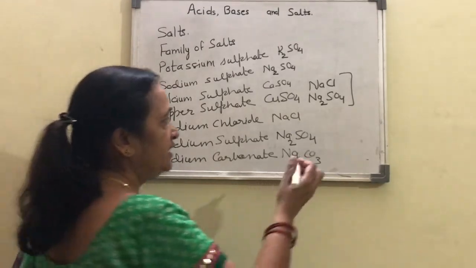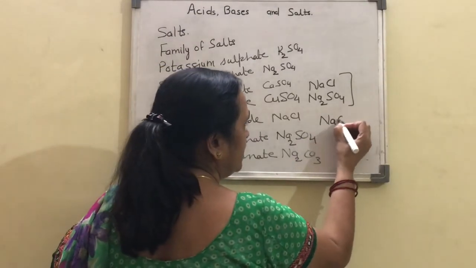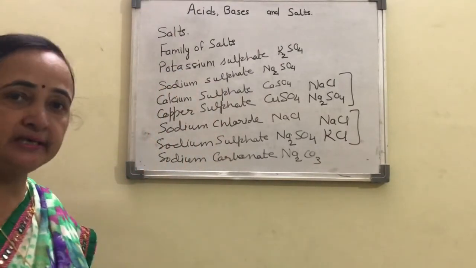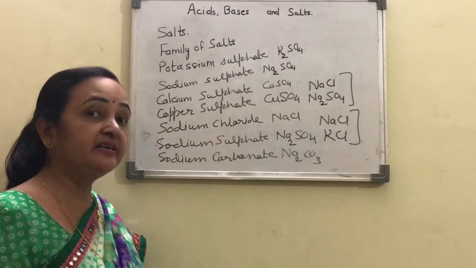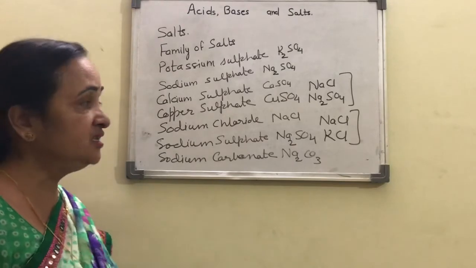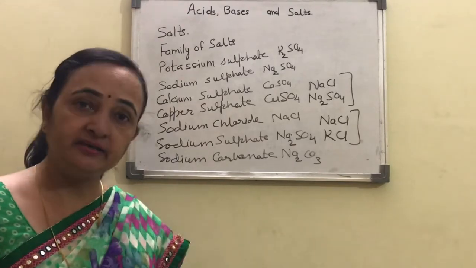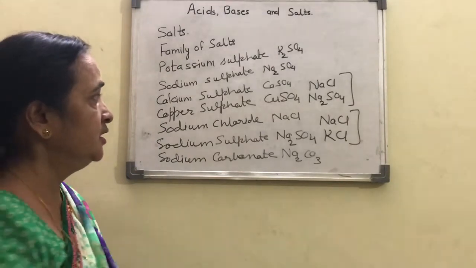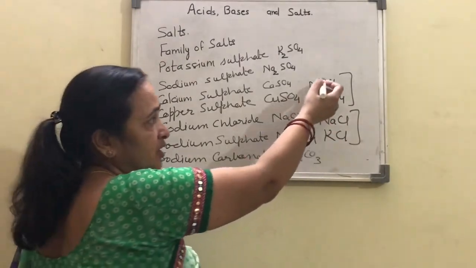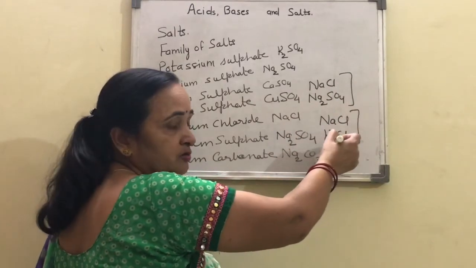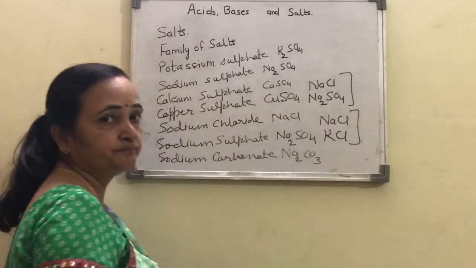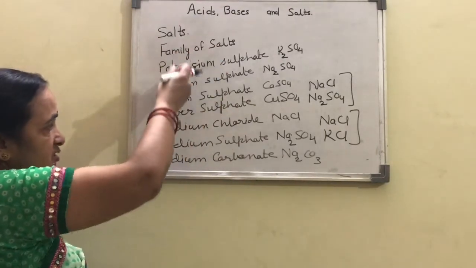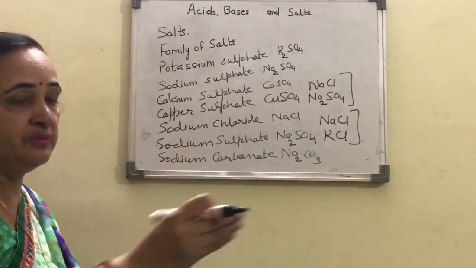Then suppose I write here NaCl and KCl. What is common here? Cl is there. It means chloride ion is common here. So these salts belong to the chloride family. So this way you can find different families. It's very clear here, this salt belongs to the sodium family, this salt belongs to the chloride family. Now from these salts you can find out which families are there.